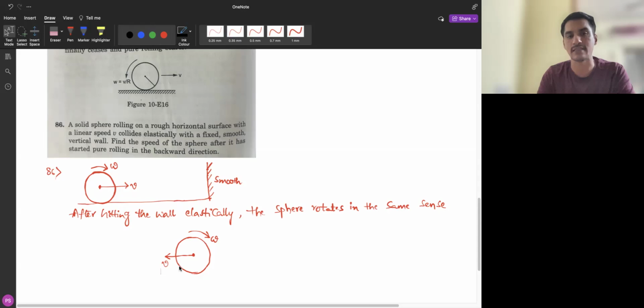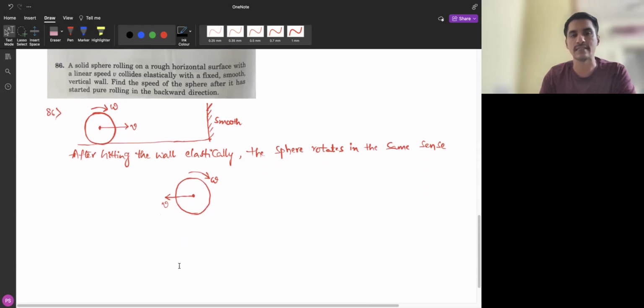It is hitting elastically. Yes or no? That's why it moves with the same velocity, the magnitude of velocity will be the same here. Now, what about the third condition? Third condition, see here: find the speed of the sphere after it has started pure rolling in the backward direction.